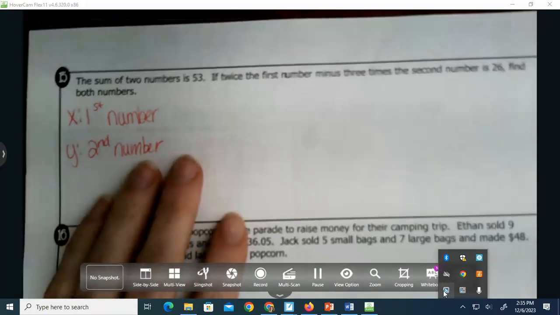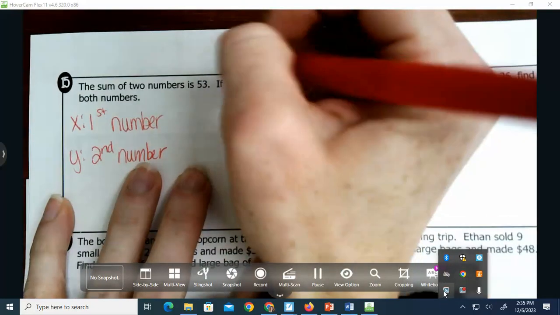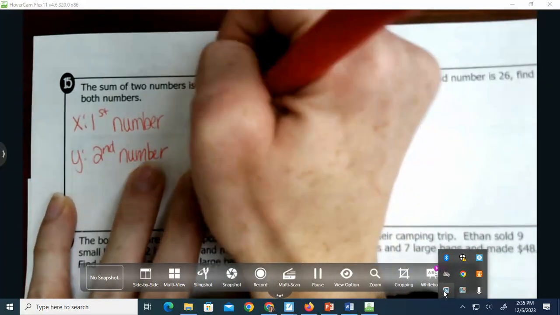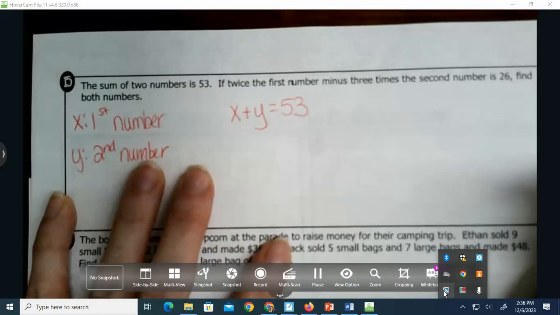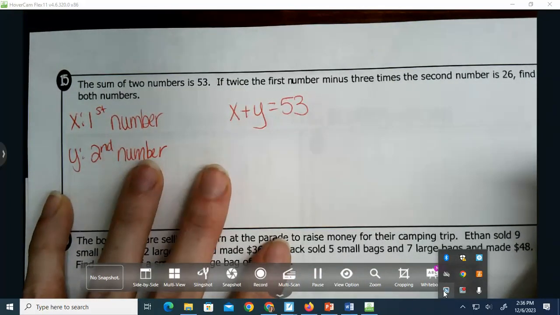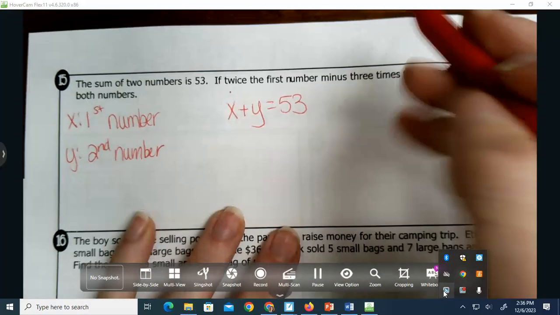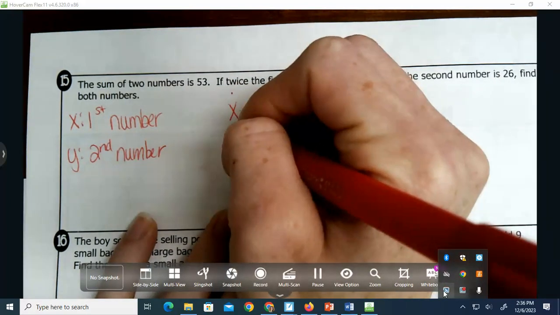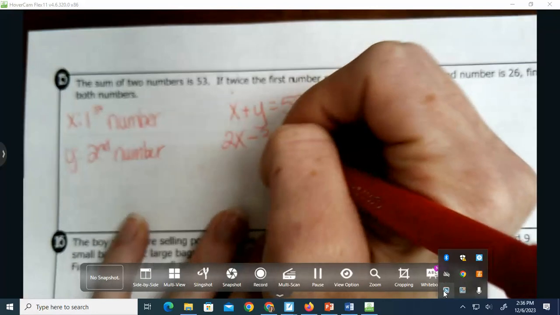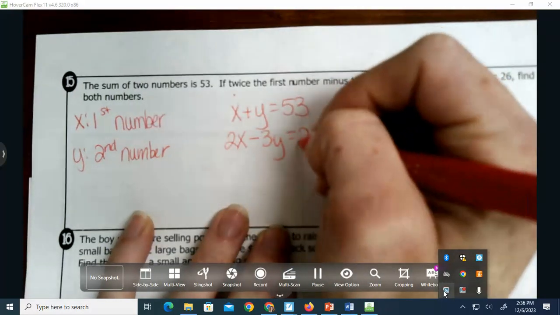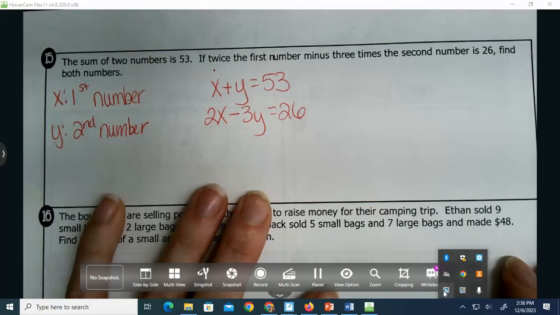Okay, now we try to write equations. The sum, what does that mean? Addition. The sum of 2 numbers is 53. So x plus y equals 53. If twice the first number, so that would be 2x, minus 3 times the second number is 26.